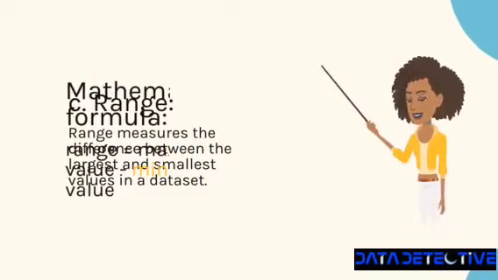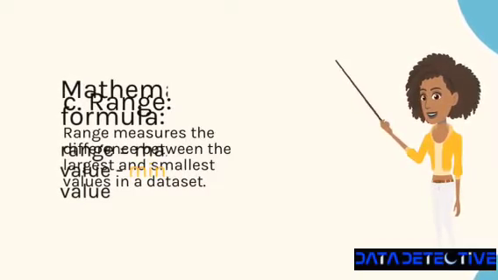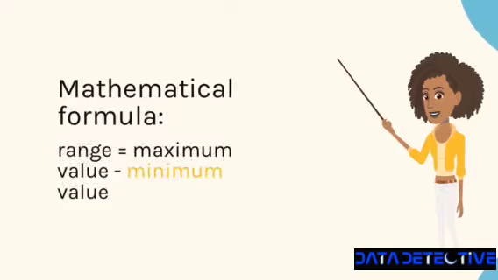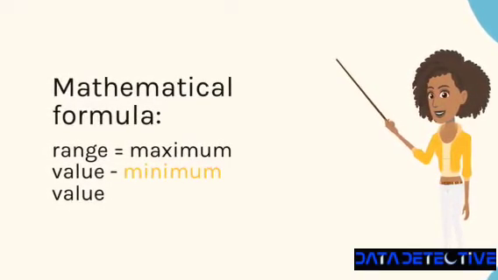C. Range. Range measures the difference between the largest and smallest values in a dataset. Mathematical formula: range equals maximum value minus minimum value.